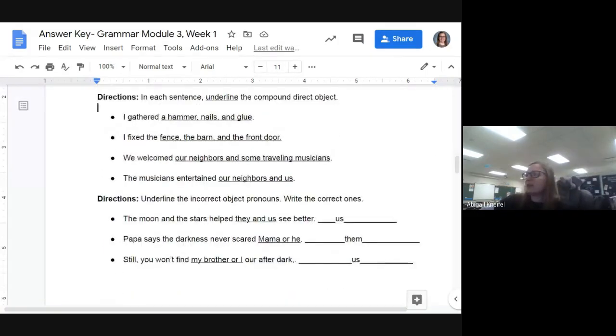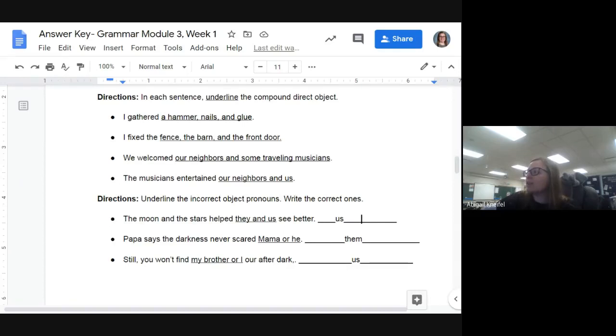This next one, lots of us had different answers here. I suppose you could make a case for maybe some of your answers, but you need to underline the incorrect pronouns and write the correct ones. So the pronouns are he, she, it, they, etc. So the moon and the stars helped us and they us see better. Yeah, that makes no sense. So instead, the moon and the stars helped us see better. So you can replace they and us with just us.